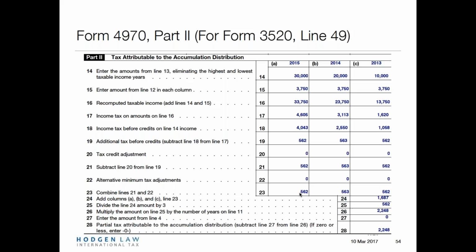And there's something stuck in my mind. I don't remember where. Don't quote me. I'm probably wrong. But there's something somewhere in the code or the regs that says if your accumulation distribution tax is greater than 100%, that's your cap. So, I looked for it this morning. I couldn't find it. Yeah, I think it's there.